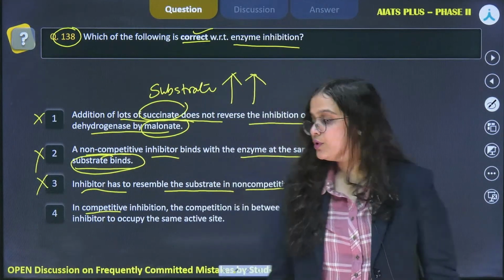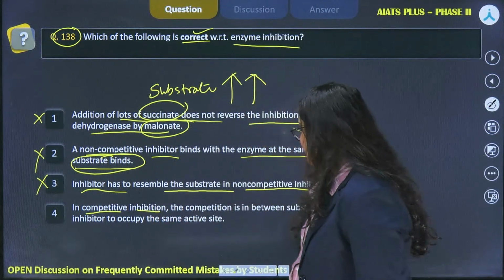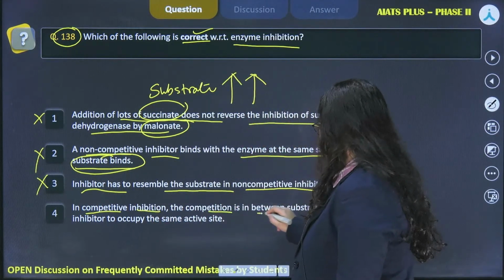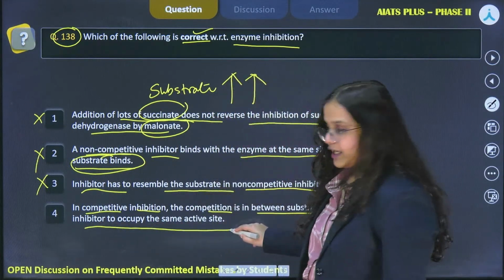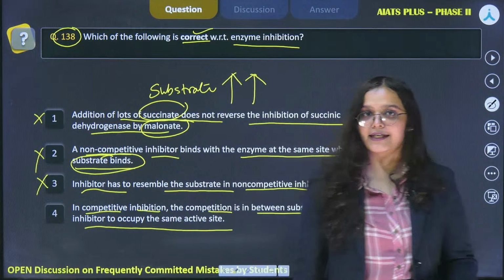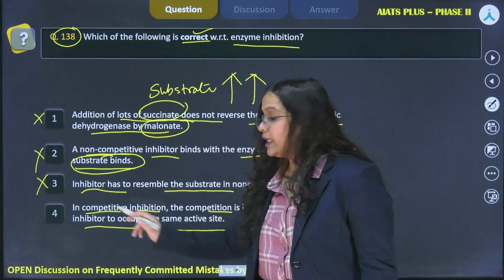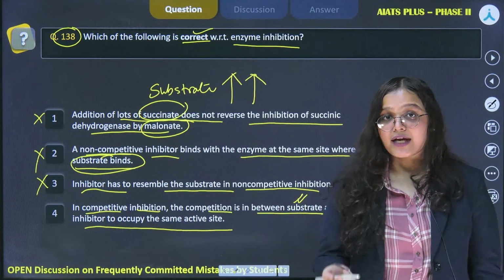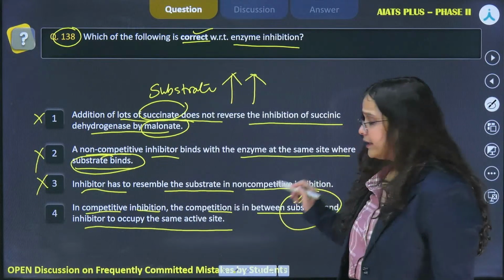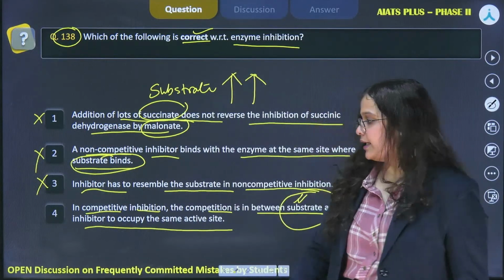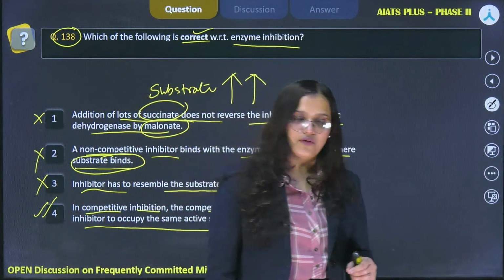Now moving to our last option, which states that in competitive inhibition the competition is between substrate and inhibitor to occupy the same active site. As we already discussed at length, the inhibitor will bind to the active site of the enzyme such that the rate of reaction decreases, and therefore the answer here that we are looking for is option 4.